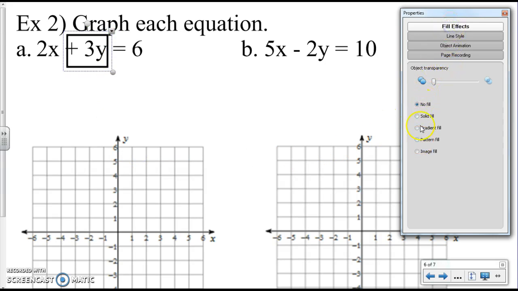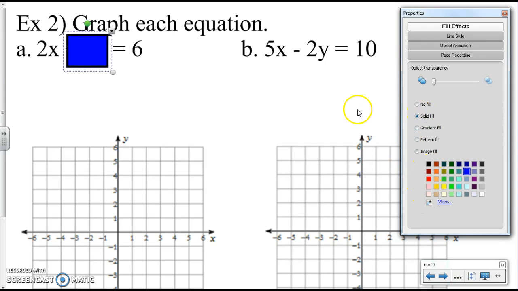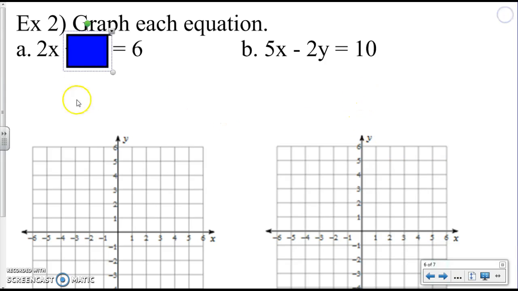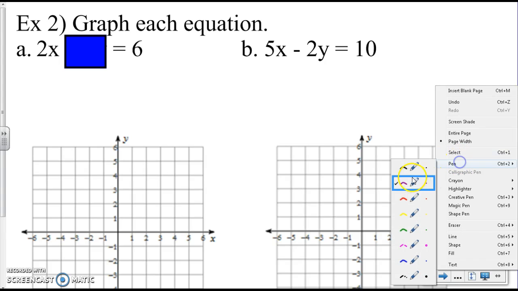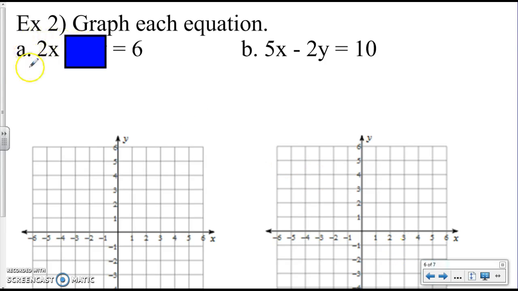So we'll make that blue just because that's first. To use the cover-up method, I'm going to start by covering up the y. What this does is it makes it an equation I can solve. So I'm left with 2x equals 6. Now let's get the x alone. So I'm going to divide by 2 on both sides to get x equals 3. And that is going to go along my x-axis. So it's technically the point 3, 0. Okay, so I'm going to go ahead and graph that.